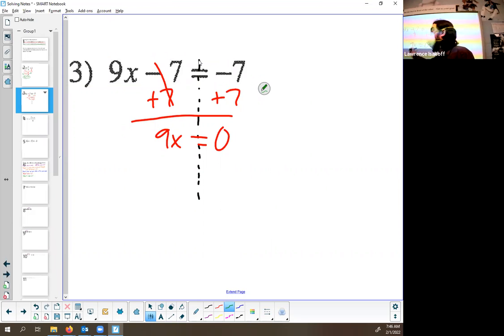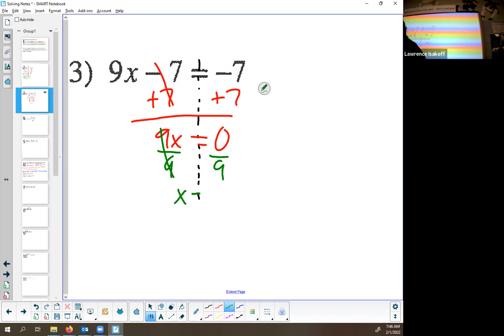Be careful when it's right in front. It means they're being multiplied. So, yep, we divide it. So, x equals 0 divided by 9 is just 0.